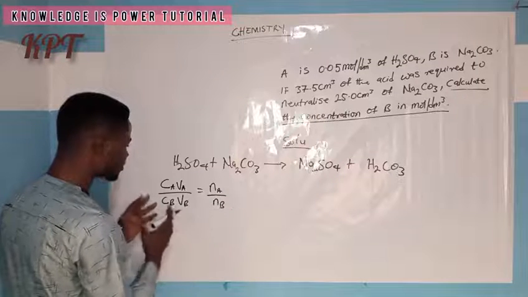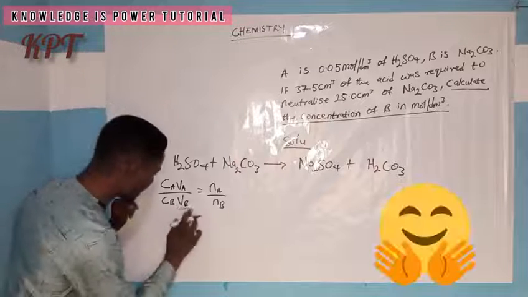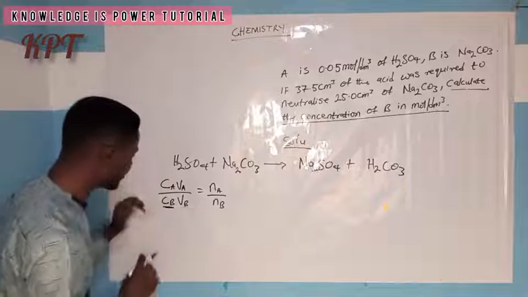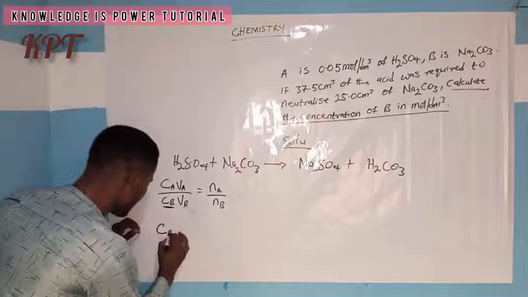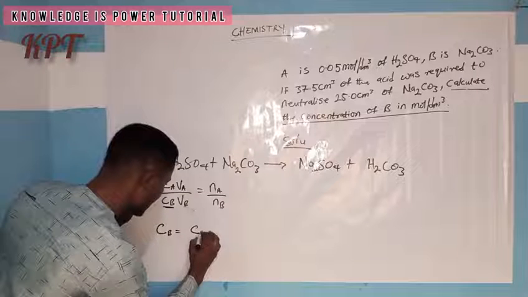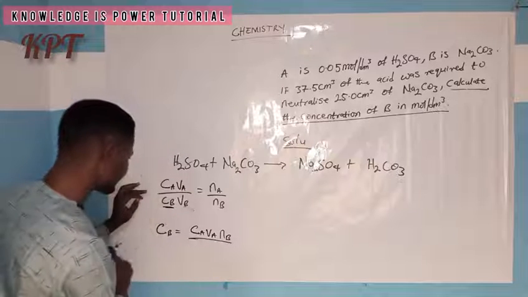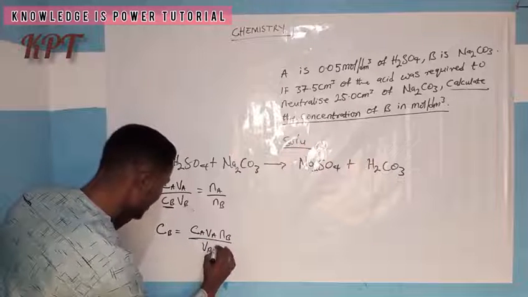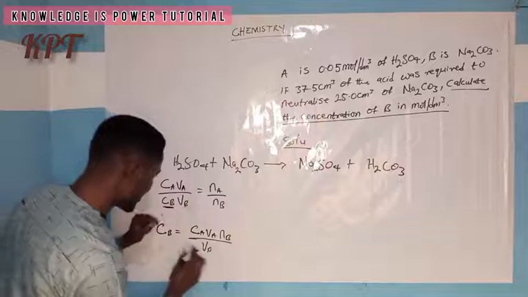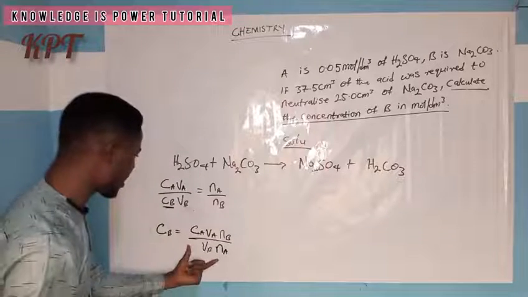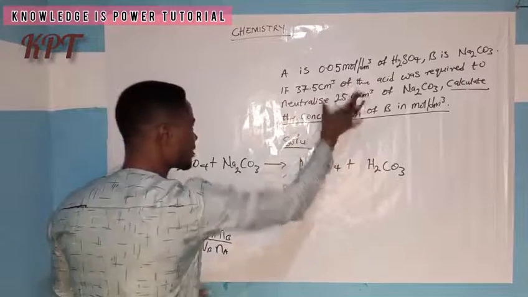So in this problem, we are asked to calculate the concentration of the base, which is Cb, not Vb. So we are going to make Cb the subject of the formula, and by making Cb the subject of the formula, we have that it will be Ca Va Nb all over Vb Na. So this is what we have. Before we substitute into this equation, let us bring out what they are telling us here.